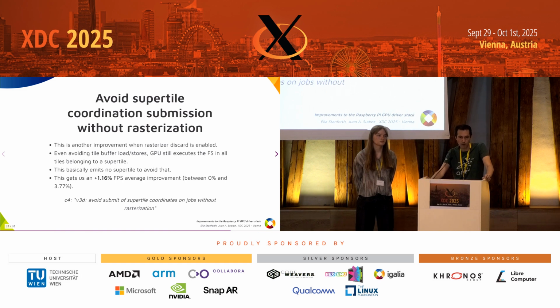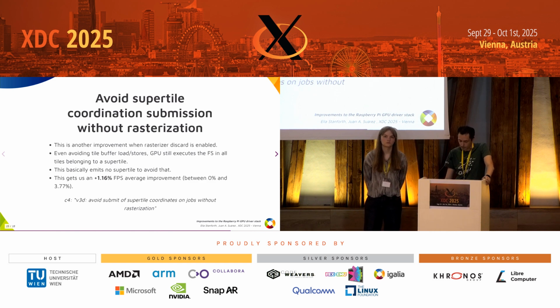We are avoiding the load stores due to the previous commit, but the GPU will still process all these tiles. So if we are disabling rasterization, we are not emitting the supertile, which means no tile is submitted to the GPU, so the GPU will avoid running the process on the tiles. With this, we add an extra improvement of 1%. It's not much, but it varies a lot, between nothing and almost 40%, depending on the trace.